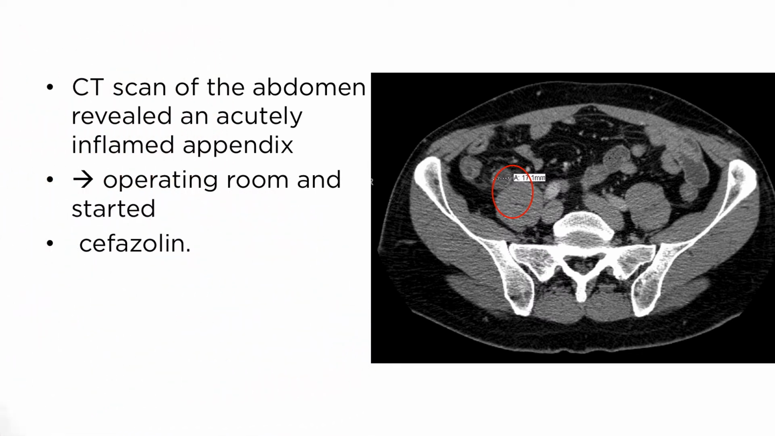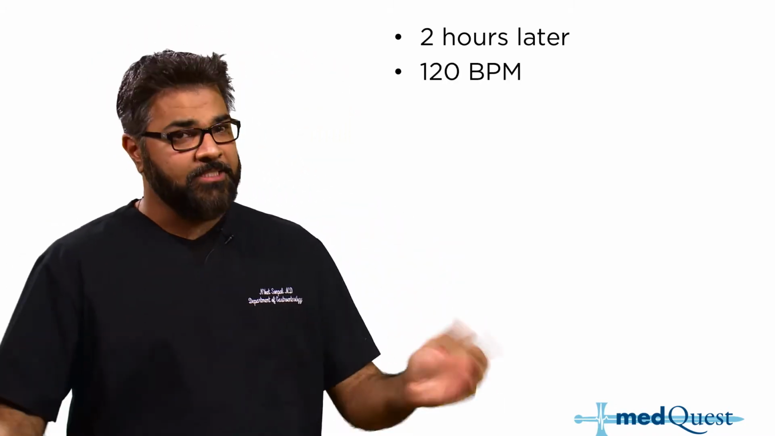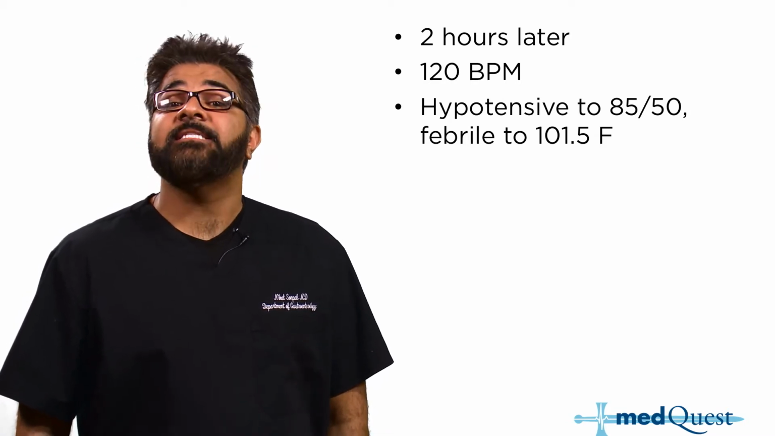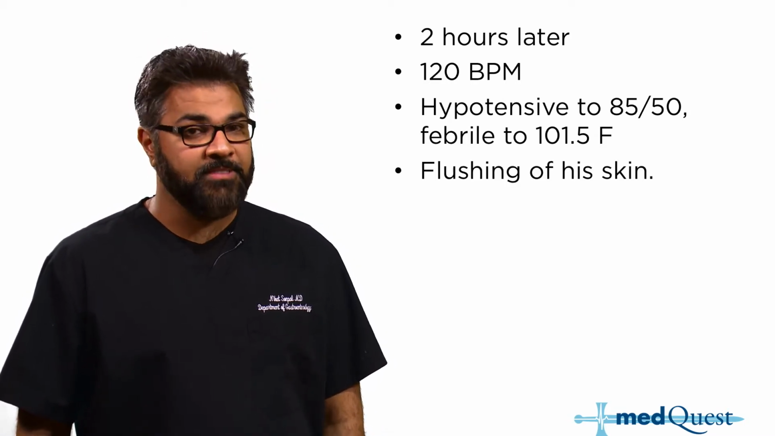The CAT scan of the abdomen reveals an acutely inflamed appendix. It's dilated, it's got edematous walls. He's taken to the operating room, and he's started on cefazolin. Now what they tell you is, the appendix comes out without a problem, but 2 hours later in recovery, he has a heart rate of 120, his blood pressure drops to 85/50, and his temperature is 101.5 degrees Fahrenheit.